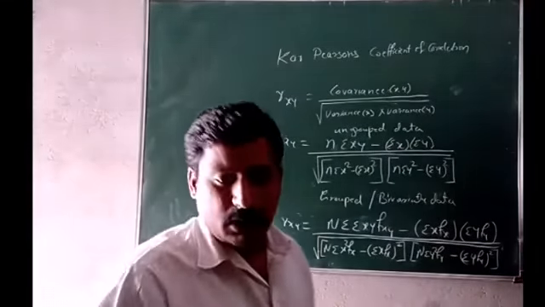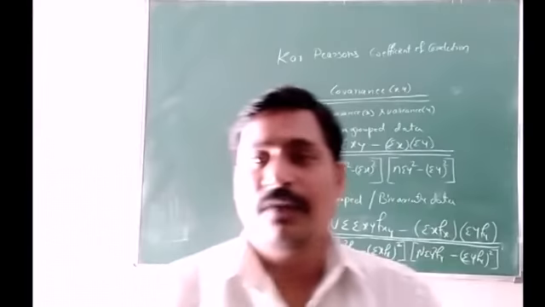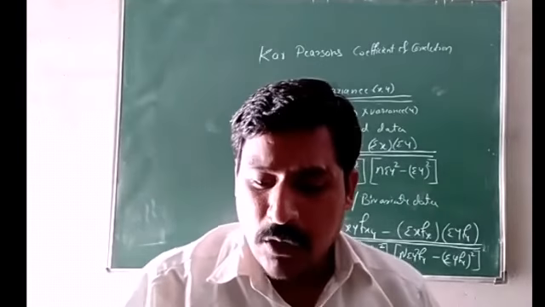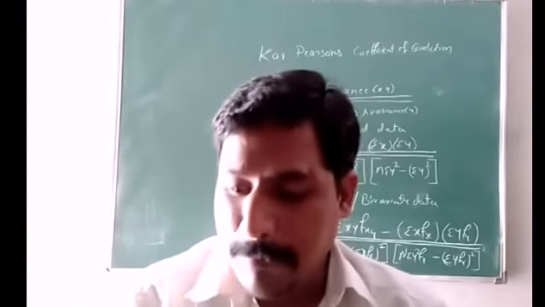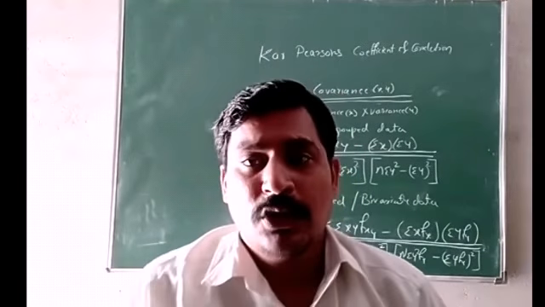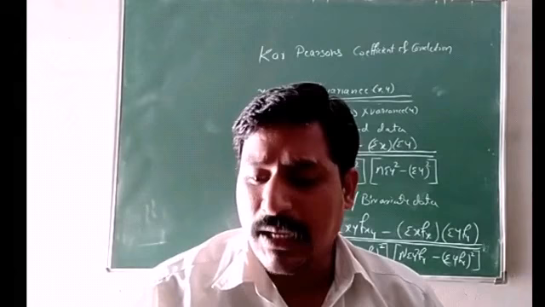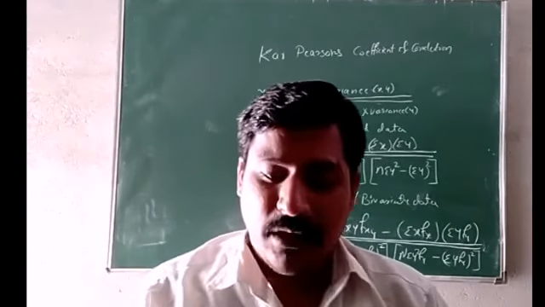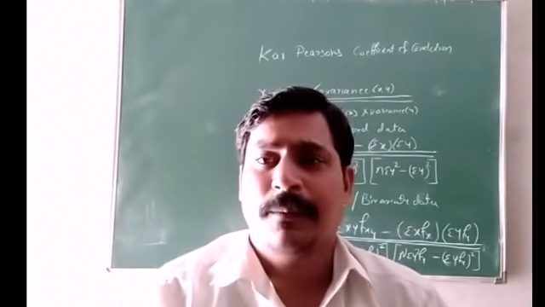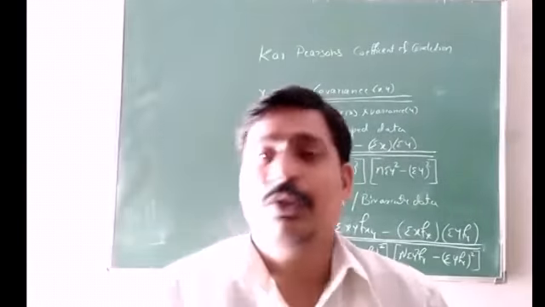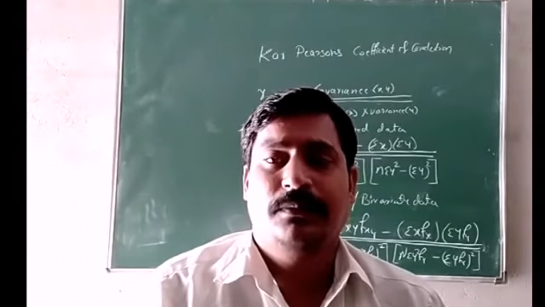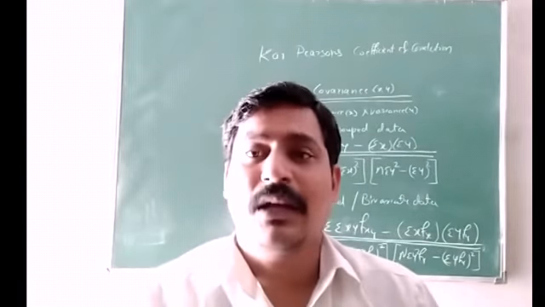Now we discuss the properties of Karl Pearson's coefficient of correlation. First property: the coefficient of correlation is a pure number independent of units of measurement of the variables. That I already told you. So here correlation is purely a number which is independent of the measures of the variables. The variables may be measured by any measurement. As I said, height and weight of students: height is measured in centimeters, meters, feet, whereas weight is measured in grams, kilograms.